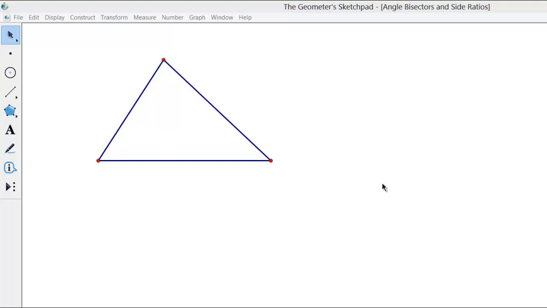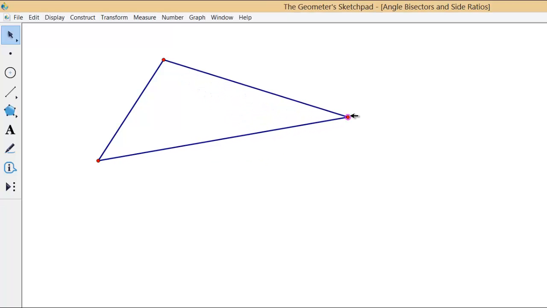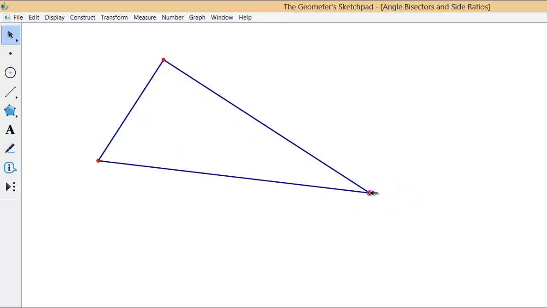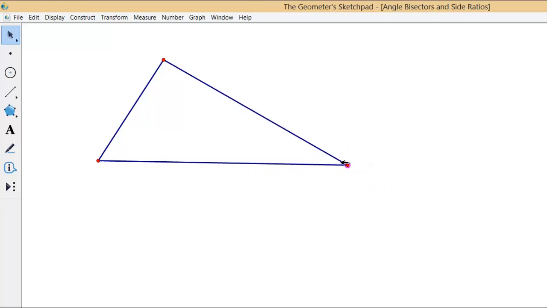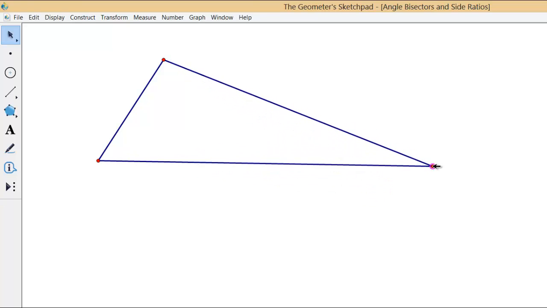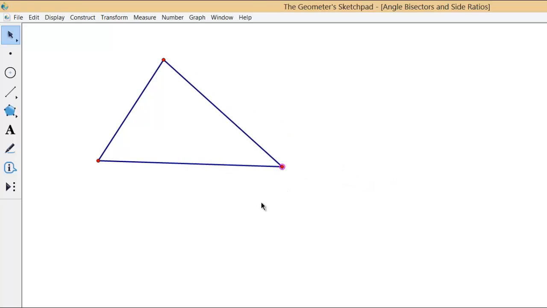In this video, we'll be looking at the relationship between the sides of a triangle and the segments formed from an angle bisector. Here we have just any generic triangle. I can change it and you can see that it's nothing special. What I'm going to do is construct an angle bisector. I'll construct it at this vertex right here.